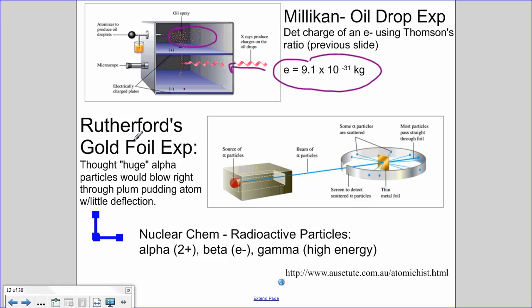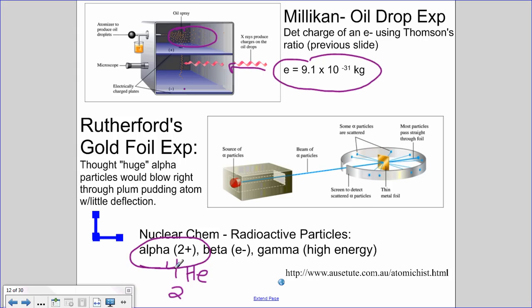Rutherford tested out the plum pudding model. So he used nuclear chemistry with his experiment. He used an alpha particle. An alpha particle has a 2+ charge. This is the isotope notation, helium with mass 4, and this is just the nucleus of a helium atom. These are pretty large in comparison to just an atom itself, because it's got a large mass. These alpha particles were considered huge in that he thought it would kind of zoom right through the plum pudding model because there wasn't a whole lot in the way.